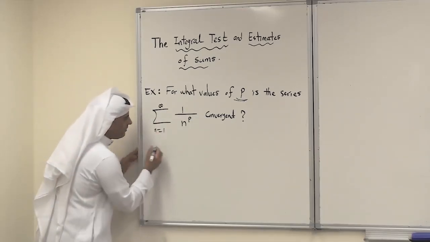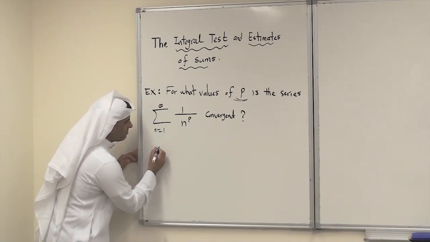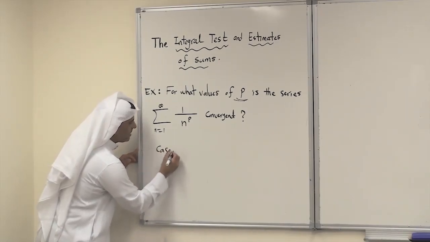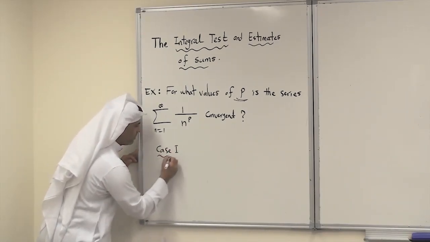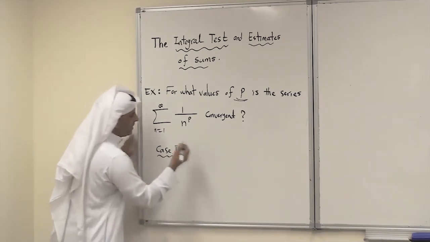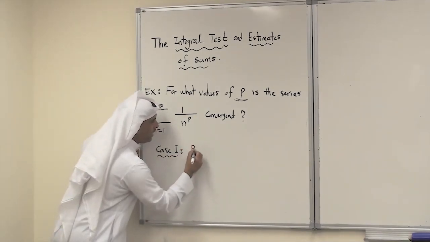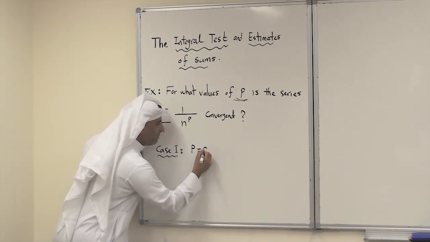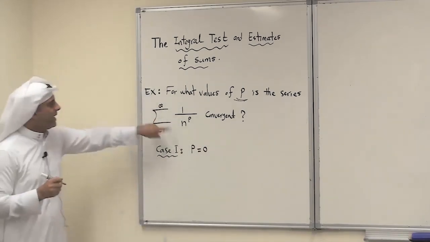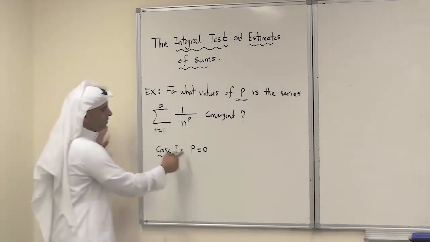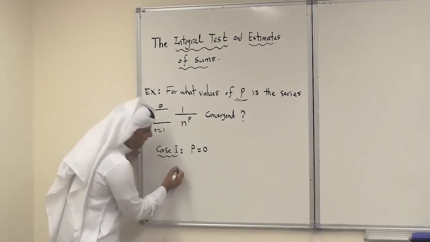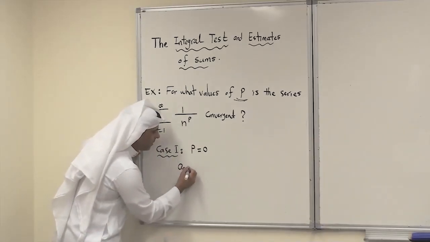So I will discuss different cases here. Case number one, let's call it like this. What happens if this P is equal to 0? If P is equal to 0, what do we have for AN here? If we substitute P equal to 0, then our AN will be exactly equal to 1.